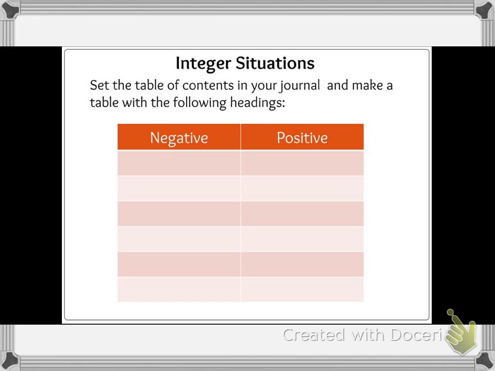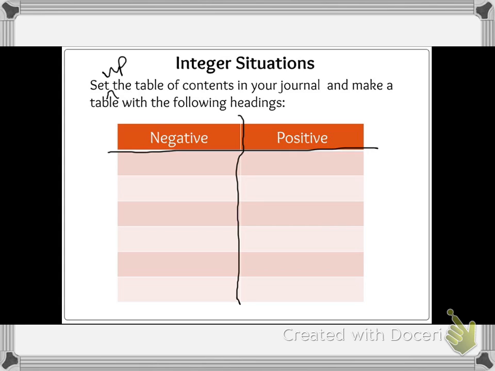Now that you have your journal set up, the next thing that you need to do is set up the table of contents in your journal. And I want you to make a table with the following headings. You're going to have one side that says negative and one side that says positive. All you have to do is make a T-chart. And it only needs to take up maybe half the page. It doesn't need to be the full page because you'll have a few problems at the end.